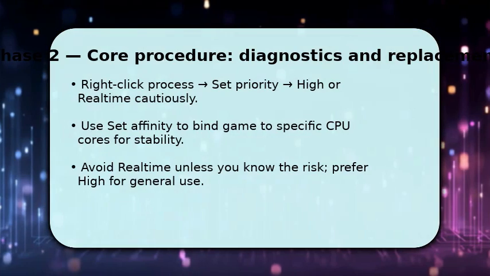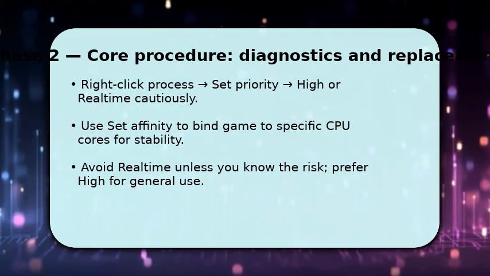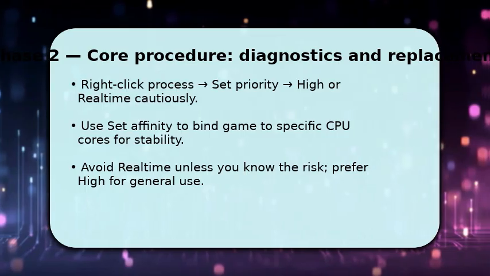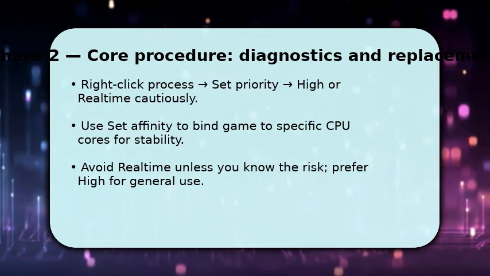Next, set priority and, if needed, CPU affinity. Right-click the process and choose Set Priority. Select High for most games. Real-time can starve system processes, so use it only if you understand the risk.